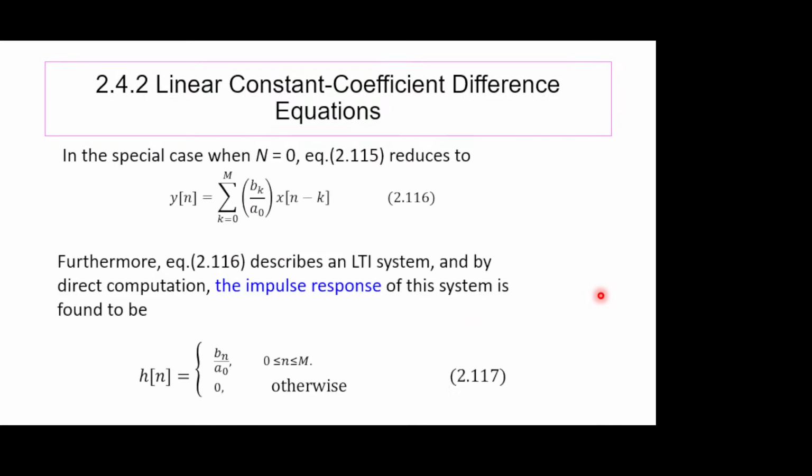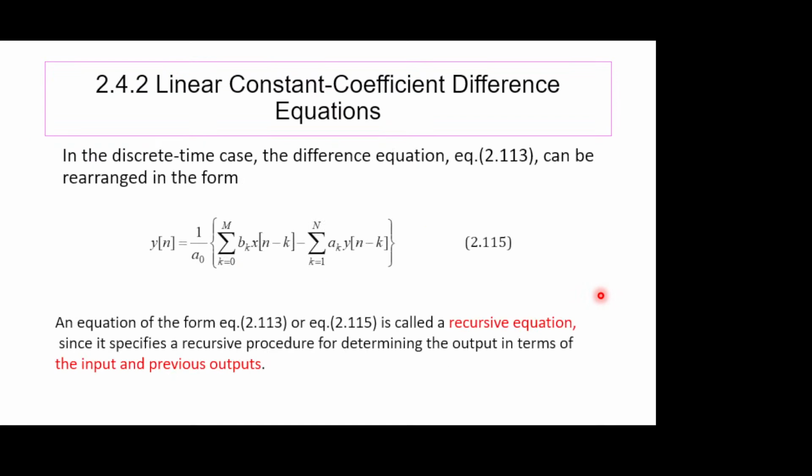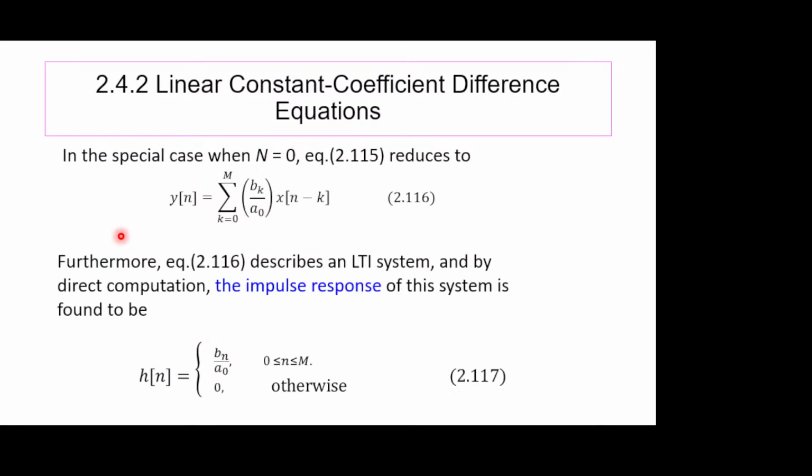But anyway, let's see a special case. So a very special case is big N equal to 0. So big N equal to 0, then things become very easy because then it doesn't depend on previous y. So you are just summing over a whole bunch of x. Okay. And this just describes an LTI system, and anyway, you can calculate its impulse response, and it will become this thing. Okay?